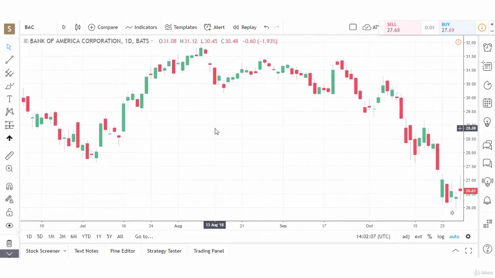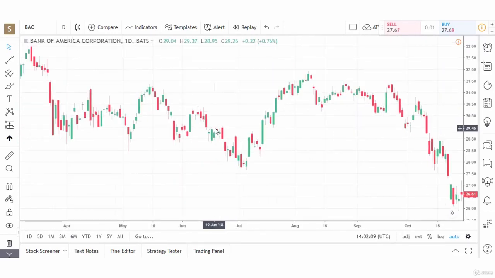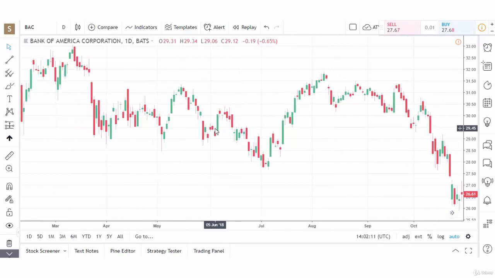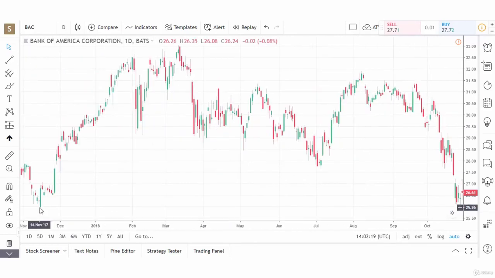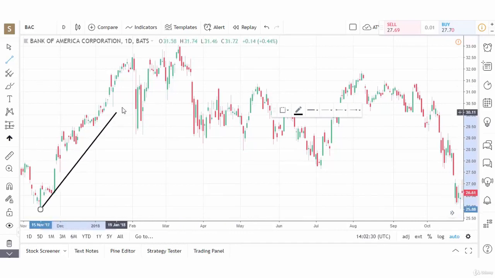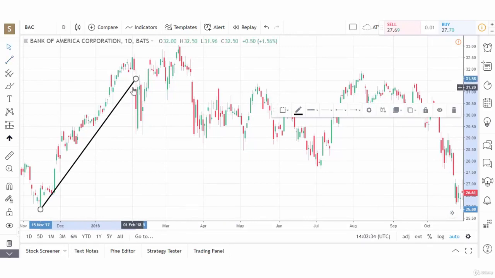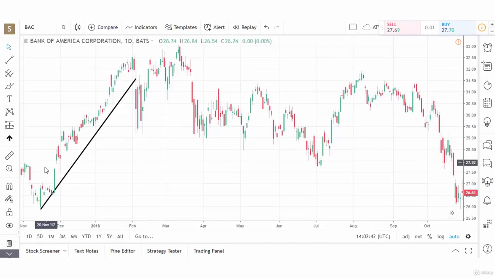Now let's take a look, again using Bank of America. I'm going to zoom in, and we'll look at some trends in the stock. At the beginning of this chart now, in November of 2017, we have an uptrend in the stock. I'm going to draw a trend line here. So we have the stock moving up in an uptrend. Then the stock moves in a consolidation pattern.